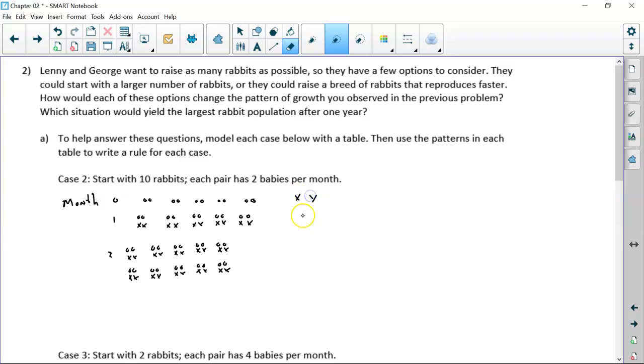So x and y, same thing. X is going to be the number of months. Y is the number of rabbits. So in month 0, we had 10 rabbits. In month 1, we had 20 rabbits.